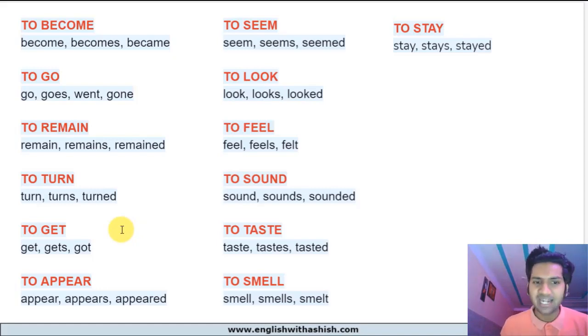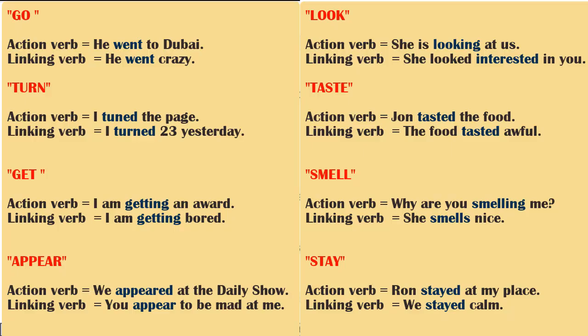Similarly, get can function as an action verb as well. We are getting some money. We are receiving some money, right? Appear. He appeared in a show last night. He went to a show, right? He appeared in a show. You appear nice. Linking verb. You're not doing anything, right? Look. You are looking at me. You looked at me. Action verb. You look happy. Linking verb. Right? So you can refer to this picture and understand how these function as both linking verbs and action verbs.